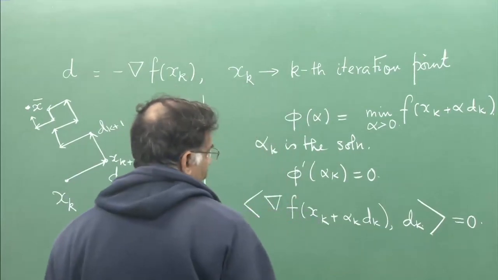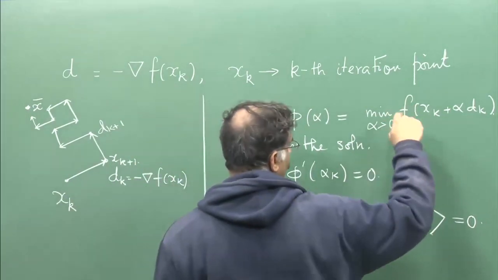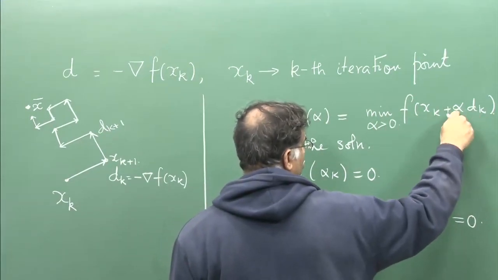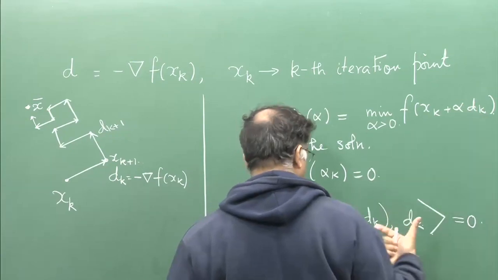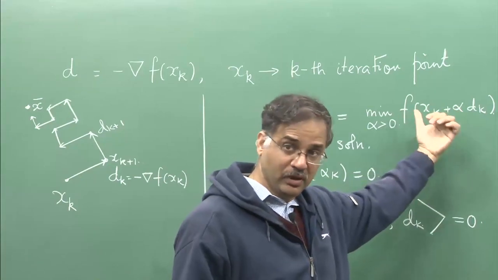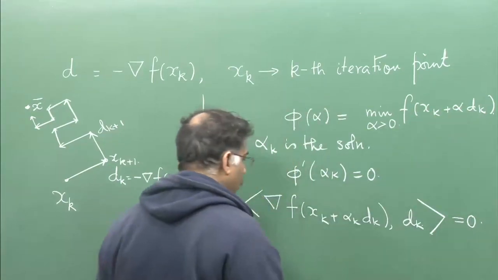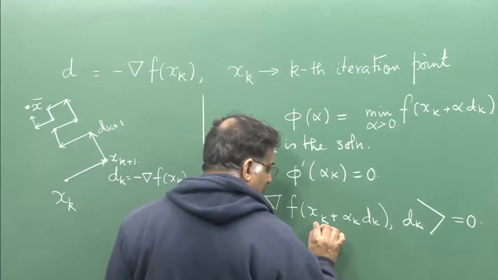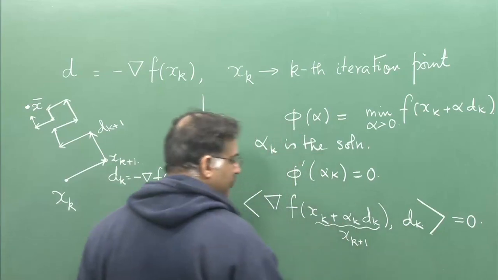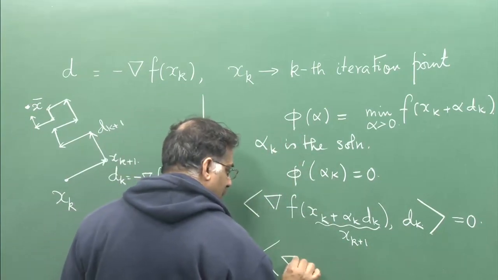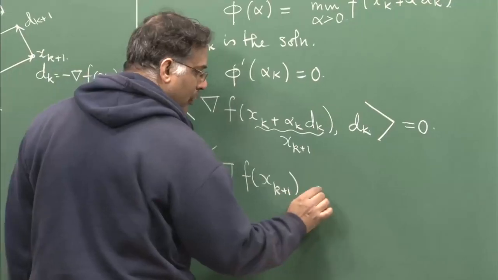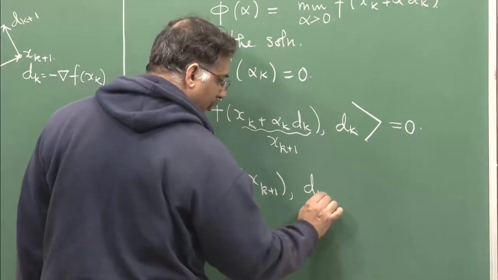You see, what I did is I applied the chain rule. First, I took the gradient with respect to this, and then took the derivative of this with respect to alpha, which is nothing but the vector dk. So, we have to write the inner product, because we cannot have multiplication, because we have functions from R into R. Now, what is this part? This is nothing but x k plus 1. So, I can write this as grad of f of x k plus 1 into dk.